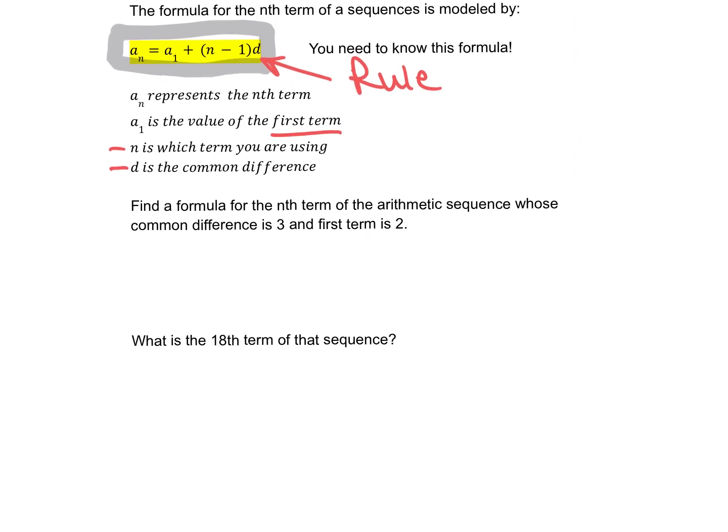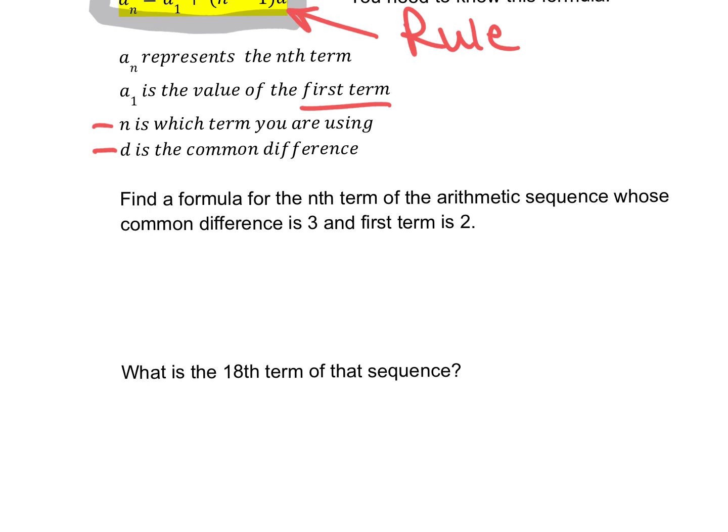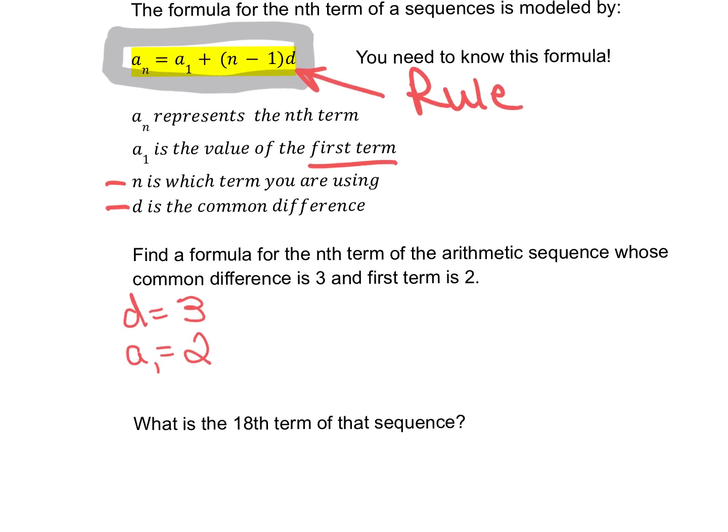So we're going to find a formula for the nth term of an arithmetic sequence whose common difference is 3 and first term is 2. Let's make note of some things that we know here. Our value of d, our common difference, is 3. And our first term, a sub 1, equals 2. So if we come right back up here, I'm just going to write down our formula: a sub n equals a sub 1 plus n minus 1 times d. We are just going to write what we know here.